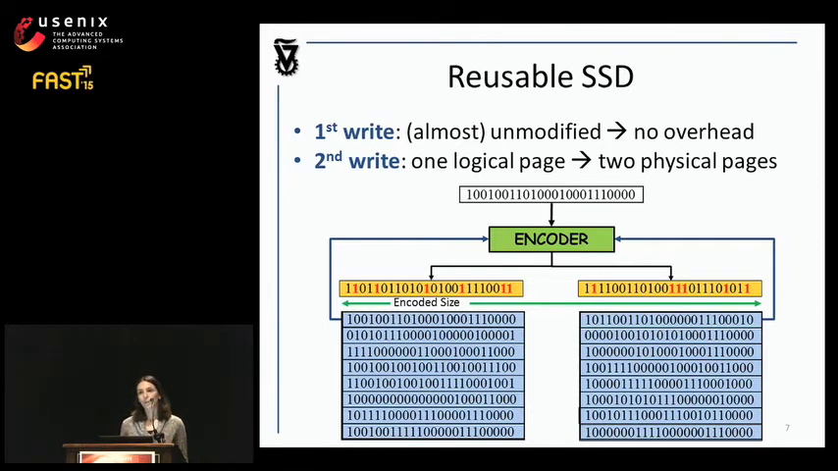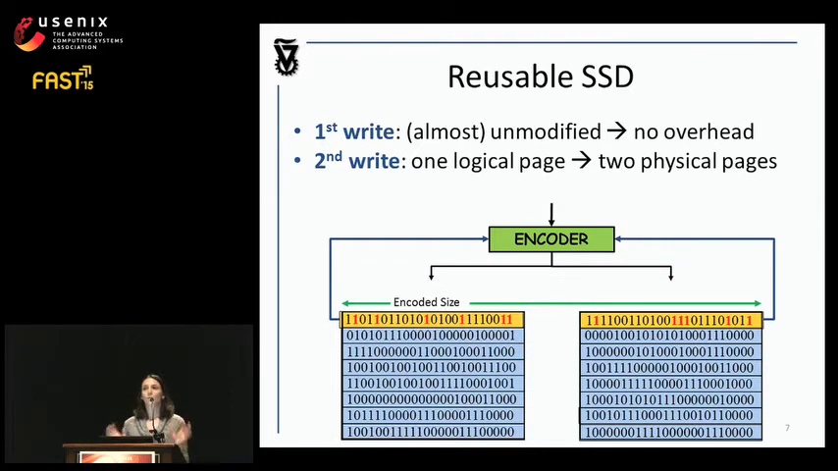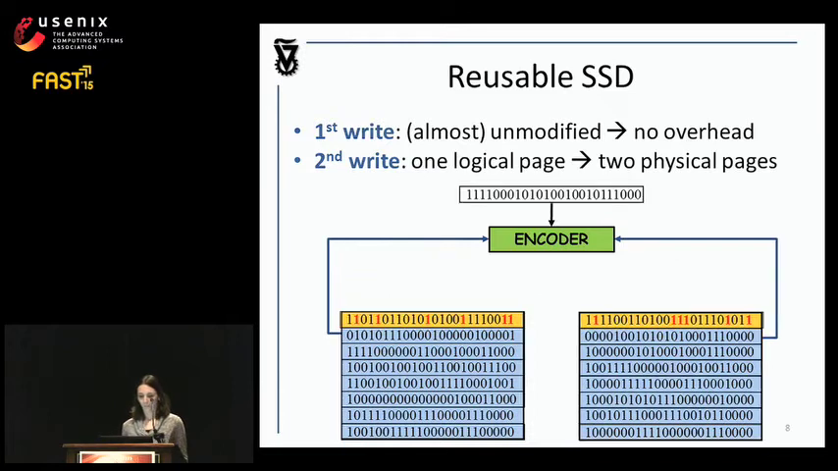So one logical page has to occupy two physical pages, and they're written on separate blocks. These blocks reside on different planes, so this can be done in parallel in every current SSD, and this way we avoid the additional latency of the capacity overhead.